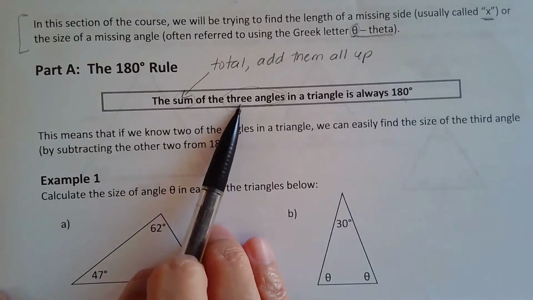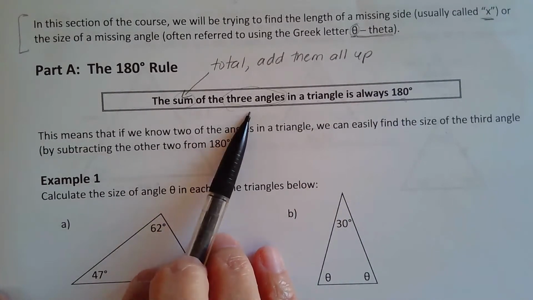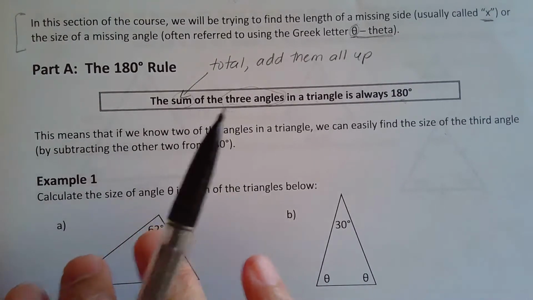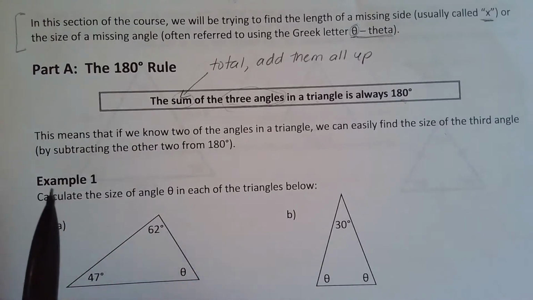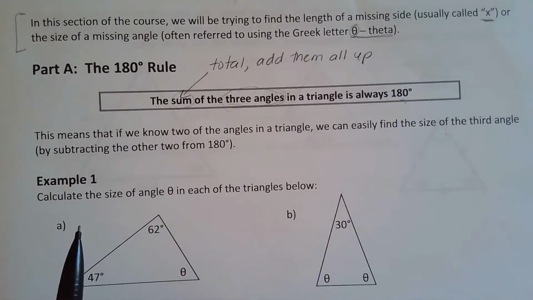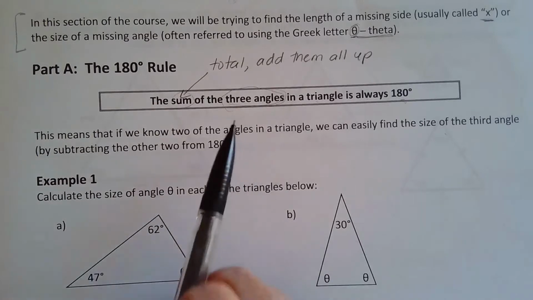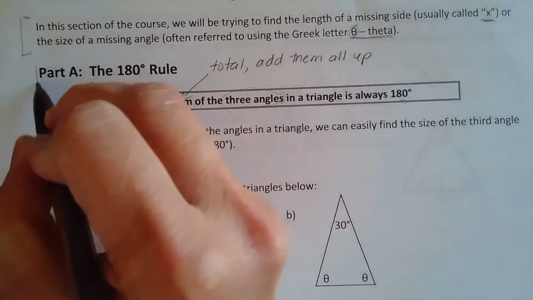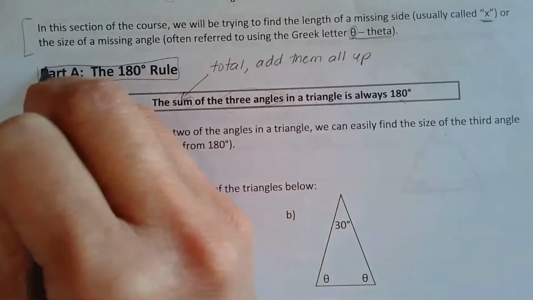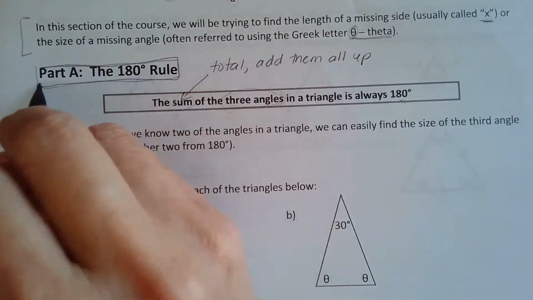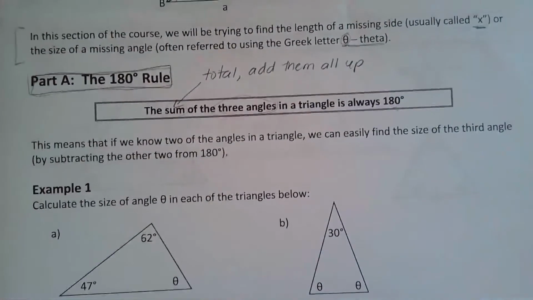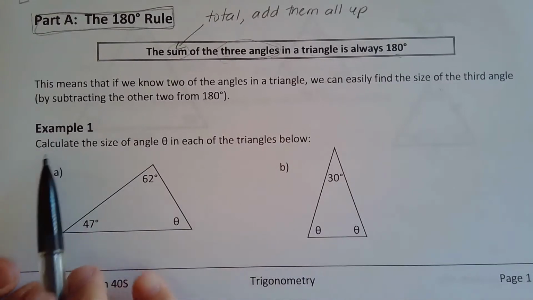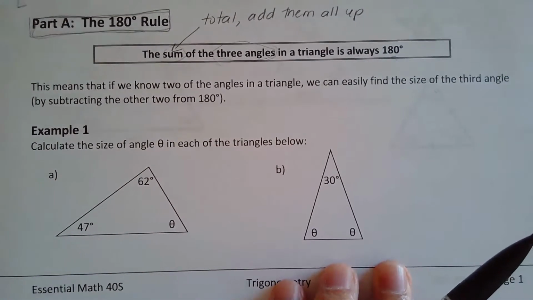So that's really great information, that no matter what shape of the triangle it is, no matter how big or how small the triangles are, the angles will always add up to 180 degrees. So we call it the 180-degree rule. Now, this is an important concept, which we will use quite a bit. So now let's take a look at this one. Example 1.